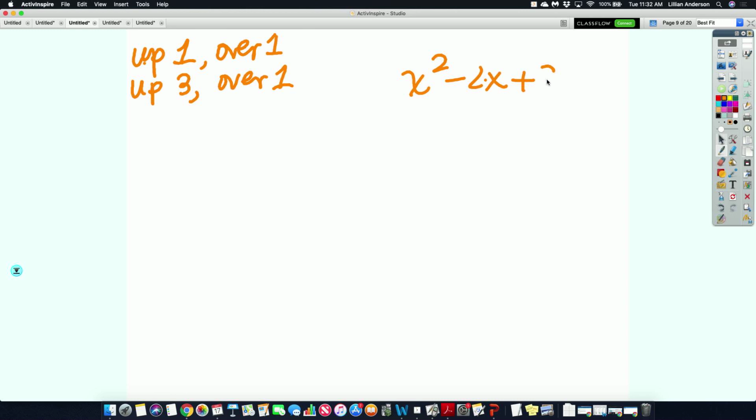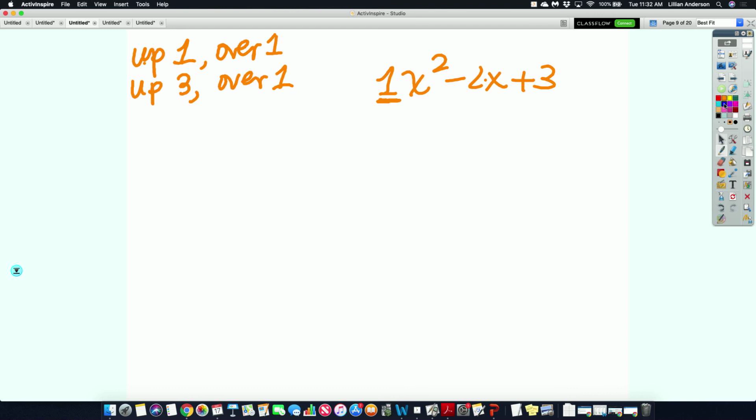Let's talk about the pattern a little bit before we go on to solving, okay? The pattern is up 1 over 1, and then up what? Up 3 over 1. That is the pattern for any quadratic where A is 1, okay? But A is not always going to be 1. A could be any number it wanted to be, okay?